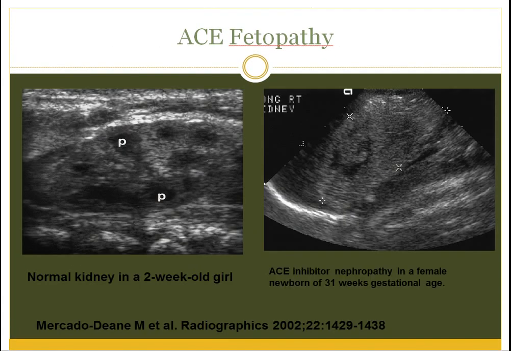And this is how the renal ultrasound looks: a normal kidney in a 2-week-old girl, and here is the ACE nephropathy in a 30-week gestational age infant.